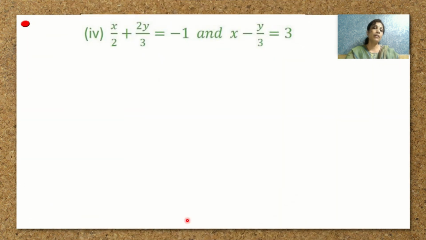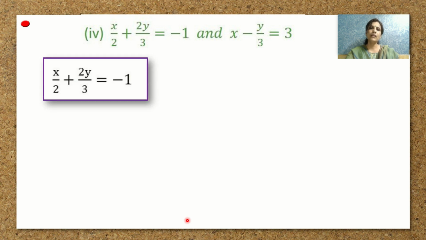This is question number 4, and if you see, it is given in the form of a fraction. And I told you, the moment you see your equation in the form of a fraction, you have to always convert that equation into simple form. So let's see. We will consider x upon 2 plus 2y upon 3 is equal to minus 1 as equation 1. I don't want anything at the denominator. So what will I do? I will start with cross multiplication.